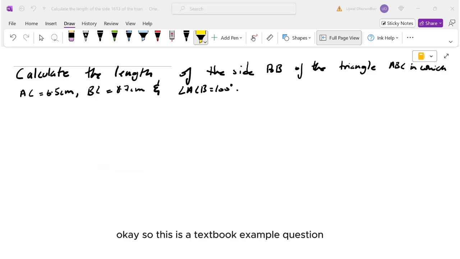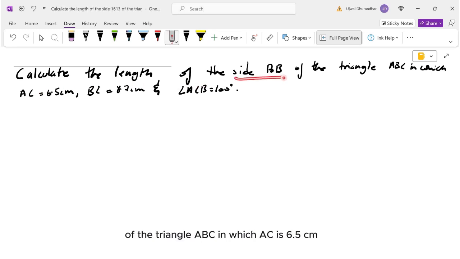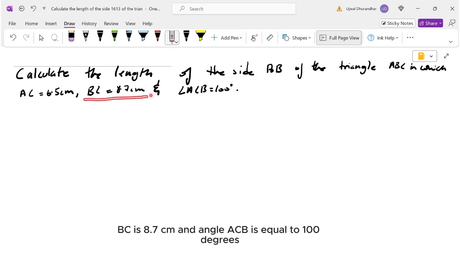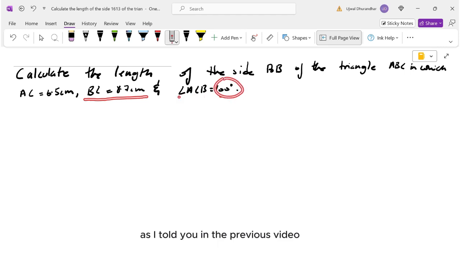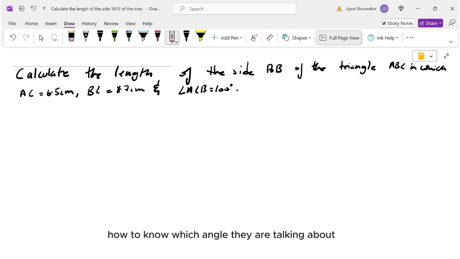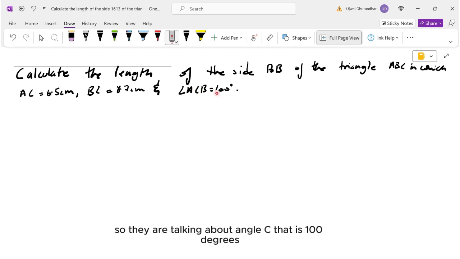Okay, so this is a textbook example question. The question states that we need to calculate the length of the side AB of the triangle ABC, in which AC is 6.5 centimeters, BC is 8.7 centimeters, and angle ACB is equal to 100 degrees. As I told you in the previous video, to know which angle they're talking about, always check the middle letter here. The middle letter is C, so they're talking about angle C, that is 100 degrees.